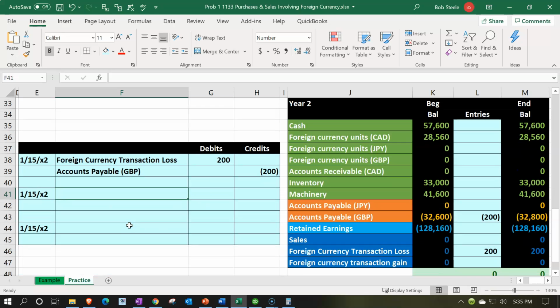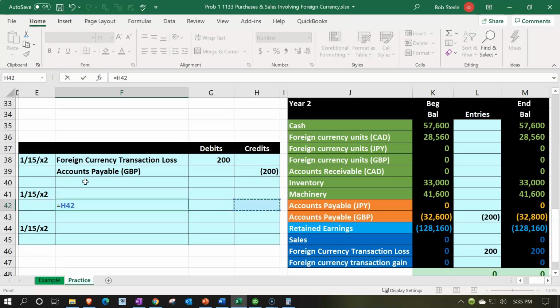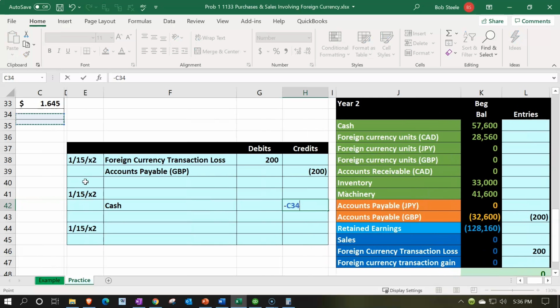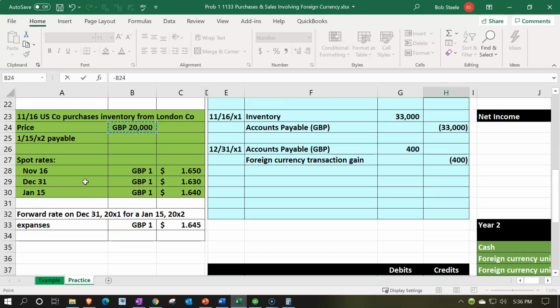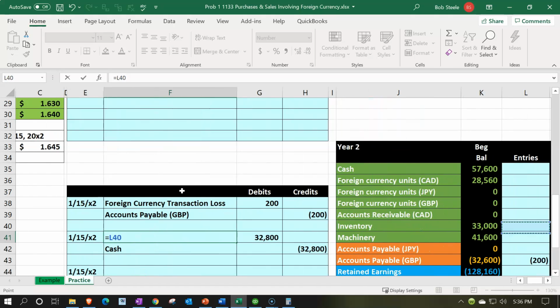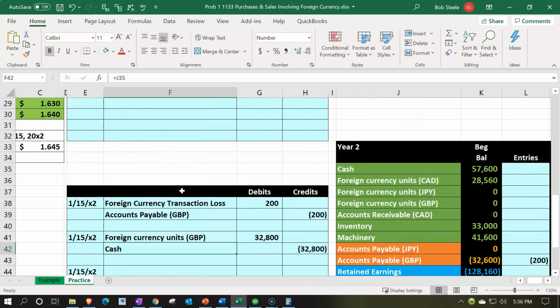So once we have that, I'm going to record the transfer, taking it out of the cash and putting it into our foreign currency units. We now know how much we need. We need the 32.8. So cash is going to go down by the 32.8, which is equal to the negative of the 20,000 times the current exchange rate. That's what we need. And there's the debit, going into our cash in foreign currency units.